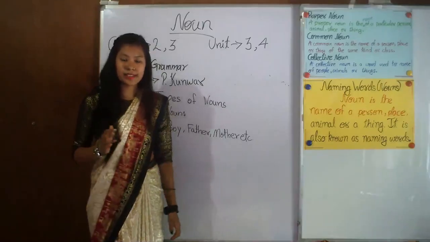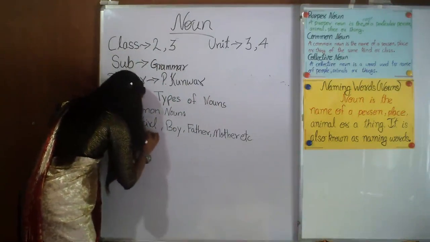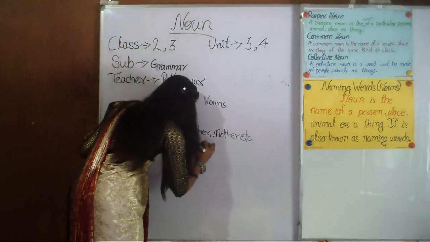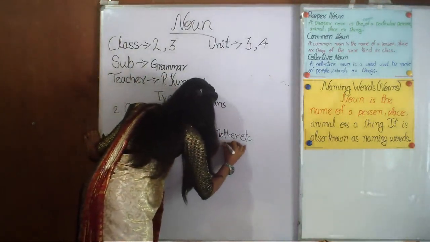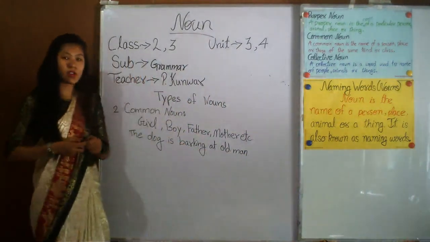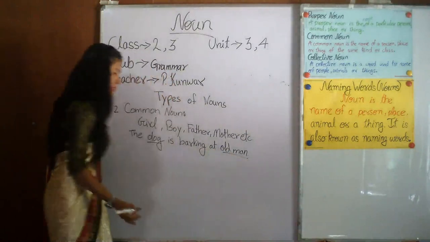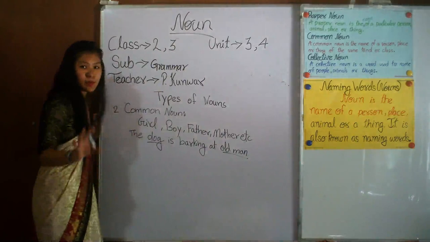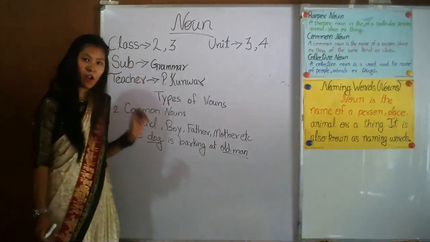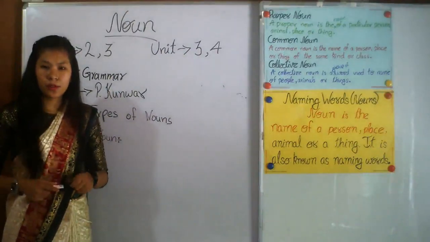Children, let's make one sentence of a common noun. Like, the dog is barking at old man. Here in this sentence, the dog is barking at old man. What is common noun here? Dog is a common noun, and old man is also a common noun, because dog does not have any specific name and old man also does not have any specific name. So dog and old man are common nouns. Hope you understand about common noun. We have learned about proper and common noun.